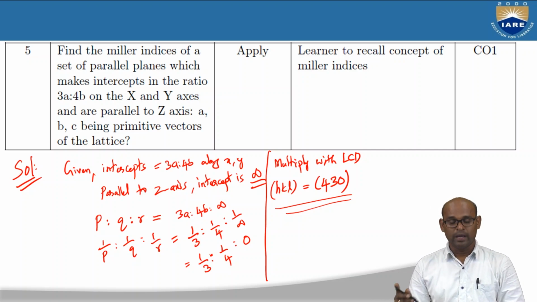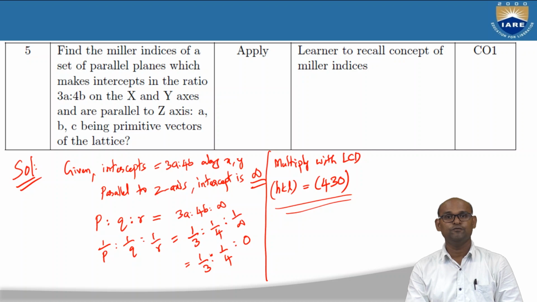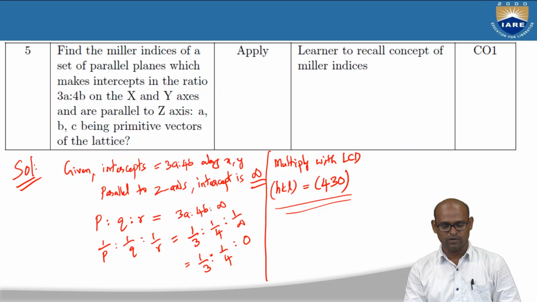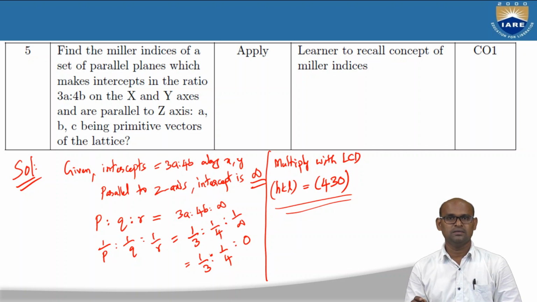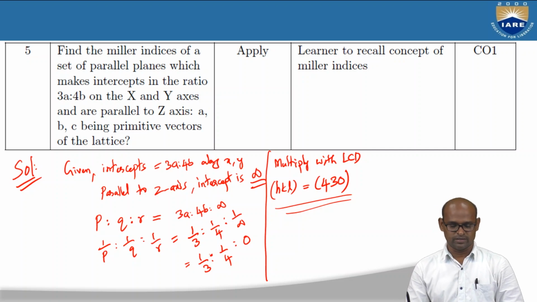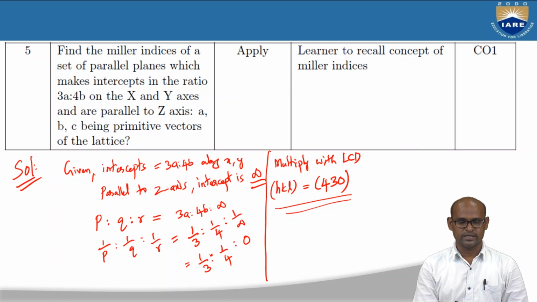One more important point: if a plane is parallel to any one of the coordinate axes, then we write the intercept for that axis as infinite, because if it is parallel, it is not going to make any intercept. That is why we write the intercept as infinite. Okay, let us go to the next problem.